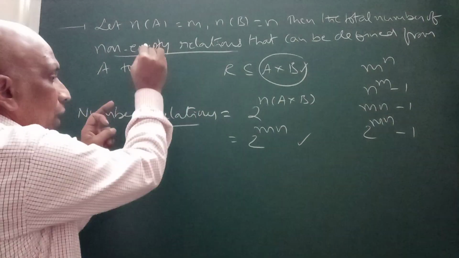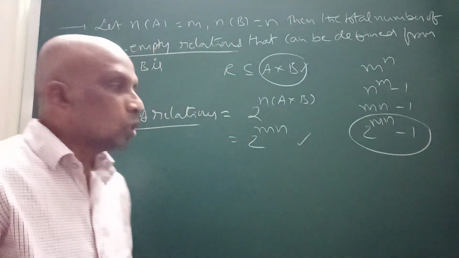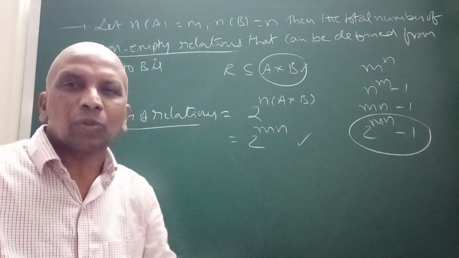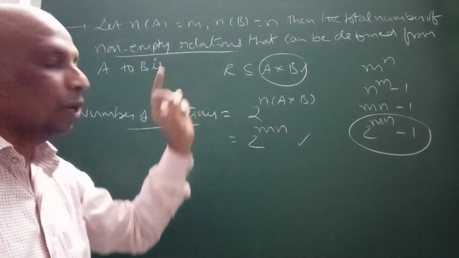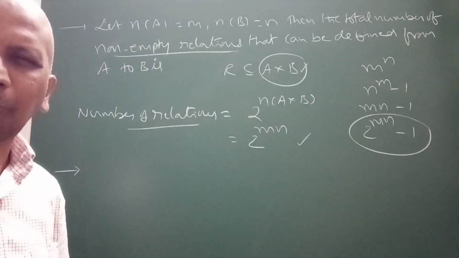So they are asking for non-empty relations. So this one includes the empty relation, so you subtract 1: 2 power mn minus 1. Then it gives the number of non-empty relations that can be defined from A to B.